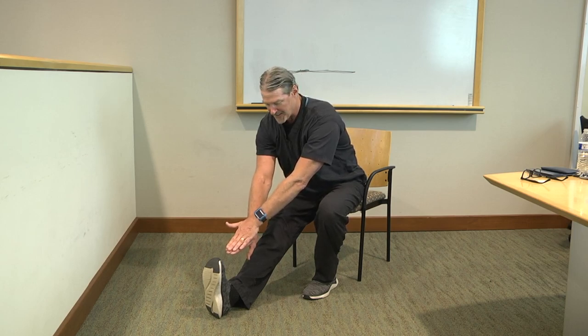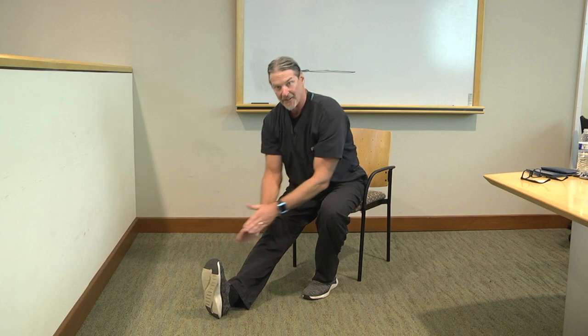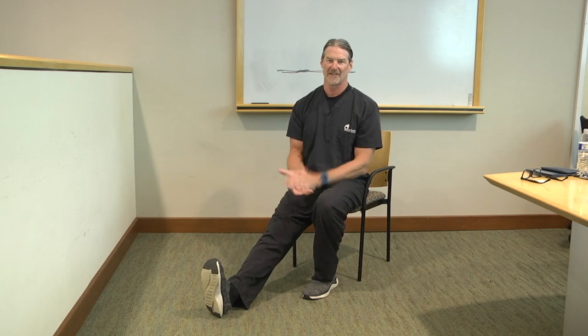So if you're 2 inches from your fingertips to your toes, then that's a negative. So if you're 2 inches from there, it's -2. Okay? So let's go ahead and try that at home, and then we'll look at the results, and you can tally where you're at.